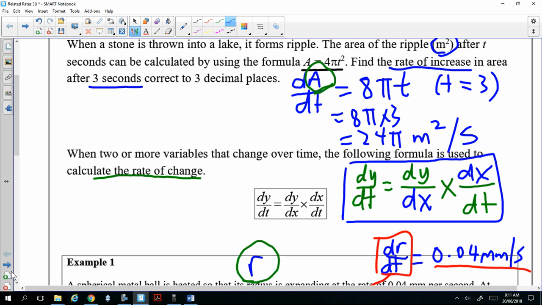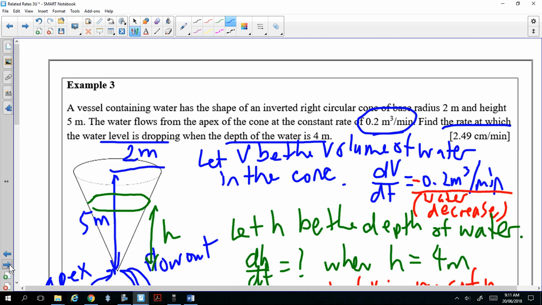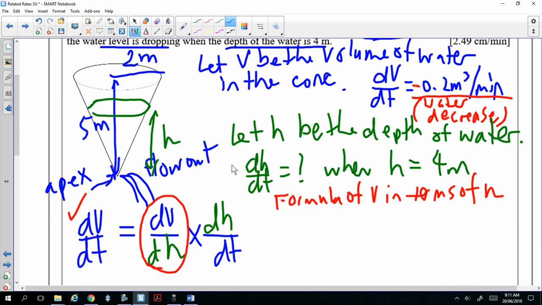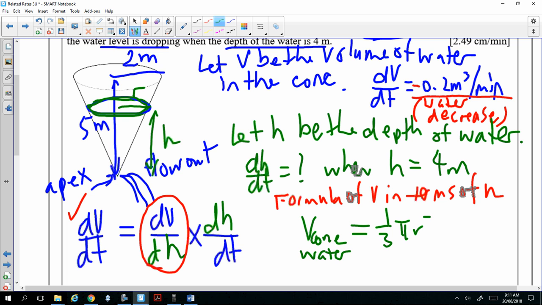So what we need to do is, the volume of the water is in terms of... it's a cone, isn't it? So let's call the radius r. The volume of the cone of water inside the cone is 1/3 pi r squared h. But there's a problem there. There are now 3 pronumerals: volume, radius, and h. So what we need to do is get rid of the r.